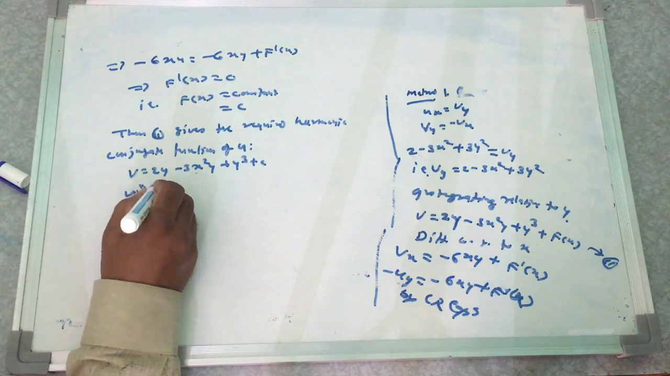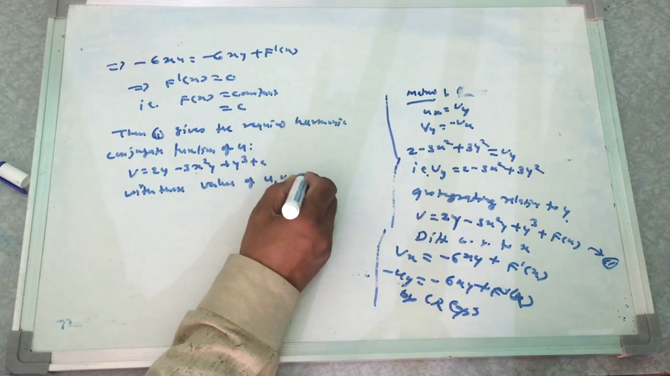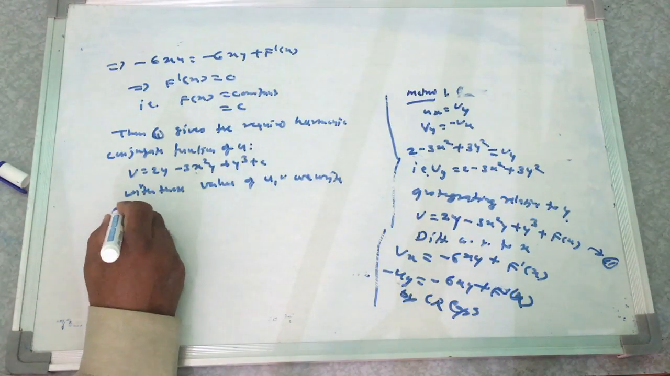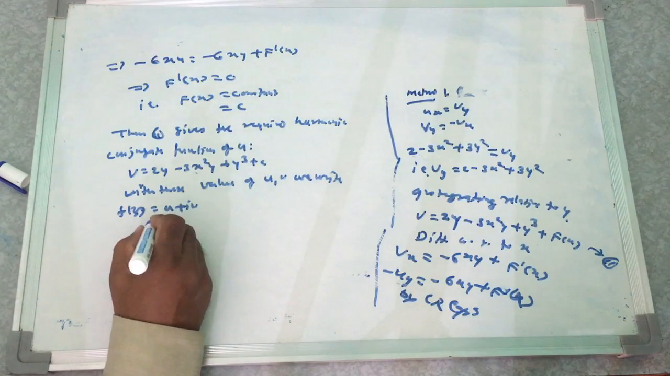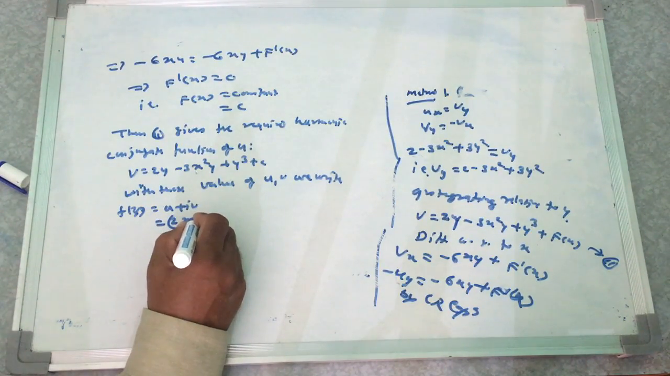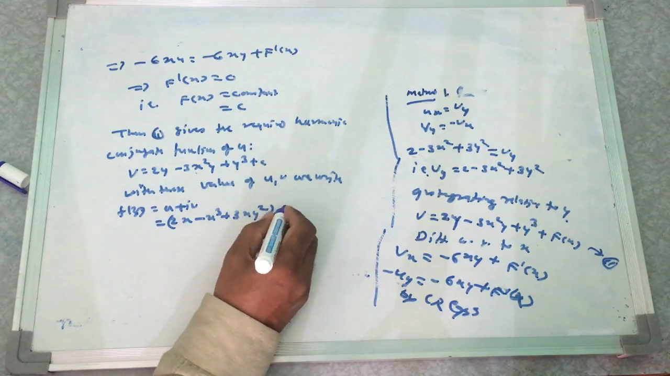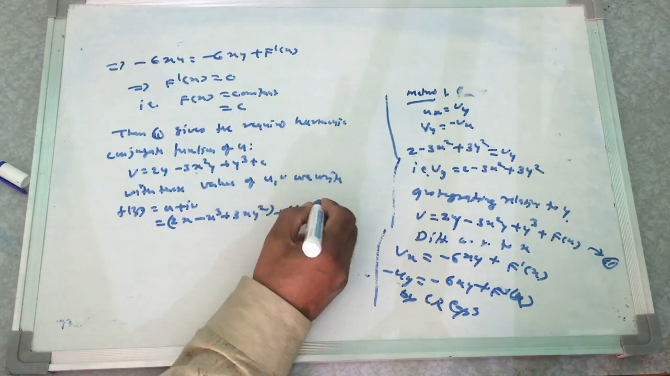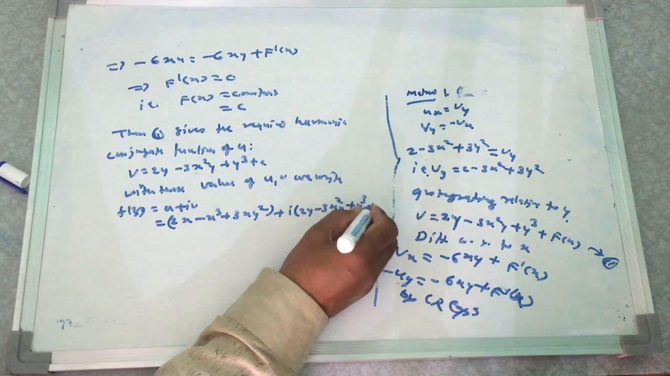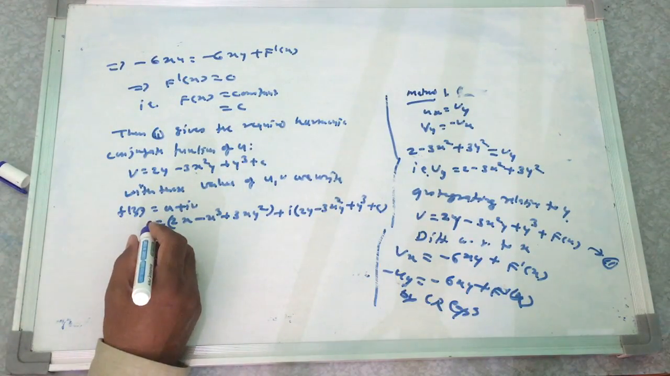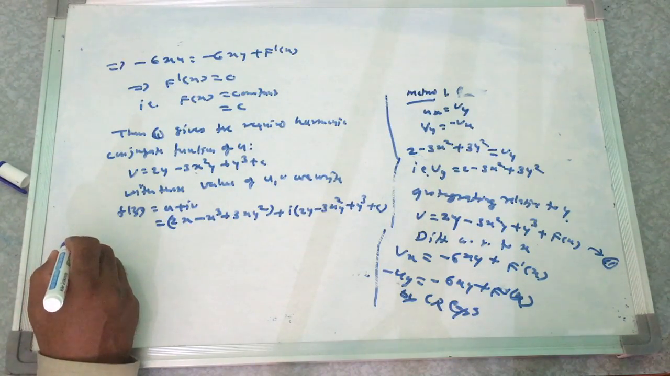So with these values of u and v, we write f of z is equal to u plus iv, which is equal to 2x minus x cube plus 3xy square plus i into 2y minus 3x square y plus y cube plus c. So this is, we have used the method 1.